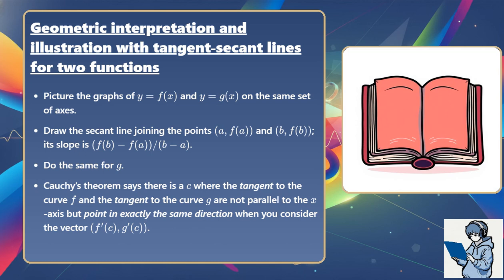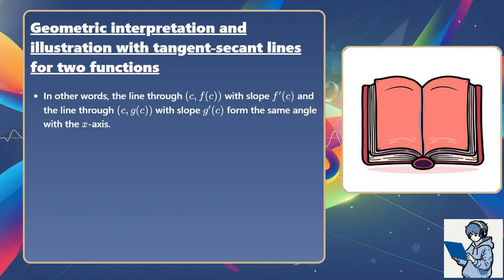Cauchy's theorem says there is a c where the tangent to the curve f and the tangent to the curve g are not parallel to the x-axis, but point in exactly the same direction when you consider the vector (f'(c), g'(c)). In other words, the line through (c, f(c)) with slope f'(c), and the line through (c, g(c)) with slope g'(c) form the same angle with the x-axis.